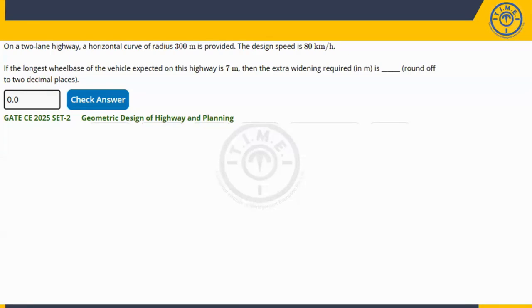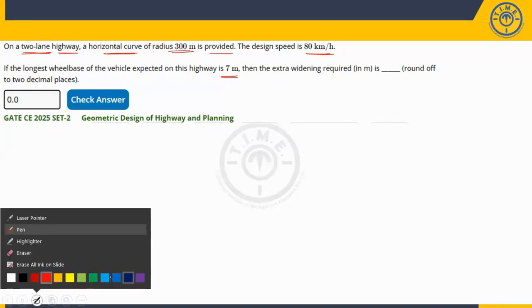What is mentioned? It is told that on a 2-lane highway, a horizontal curve of radius 300 meter is provided. The design speed on the highway is 80 km per hour. The length of the longest wheelbase expected on the highway is 7 meter. Extra widening required is dash. Round it off to 2 decimal places.